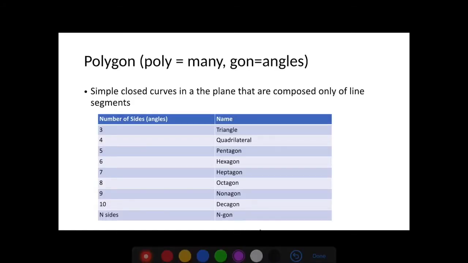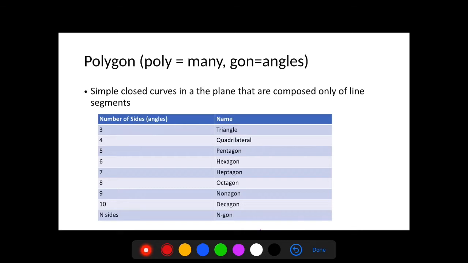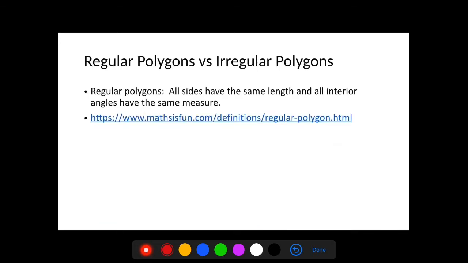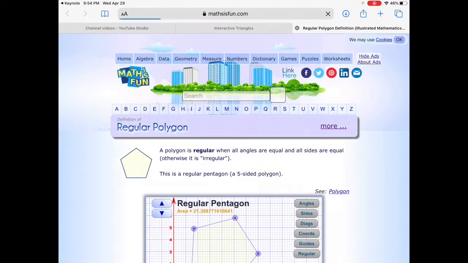Let's talk some more about polygons. We've already considered triangles and quadrilaterals, so we'll continue on with polygons that have more than 4 sides in this video. We can classify a polygon as either regular or irregular. Regular polygons have all sides the same length and all interior angles have the same measure. Let's look at some regular and irregular polygons.